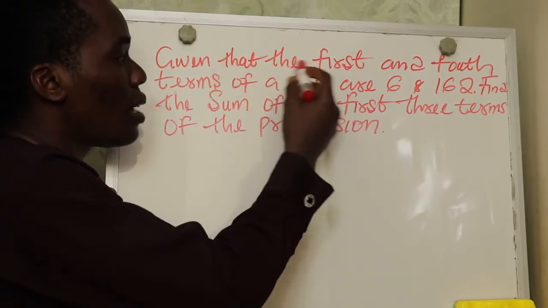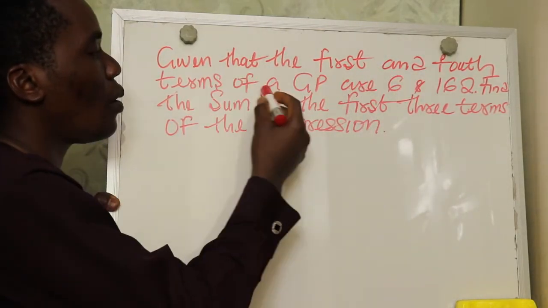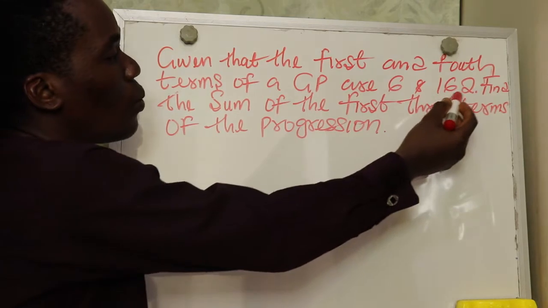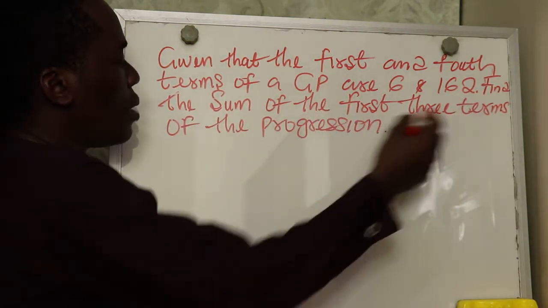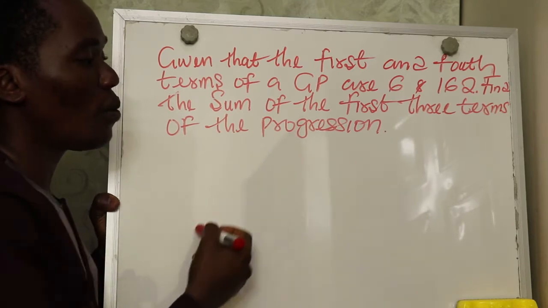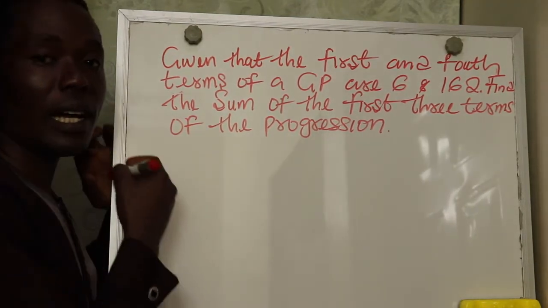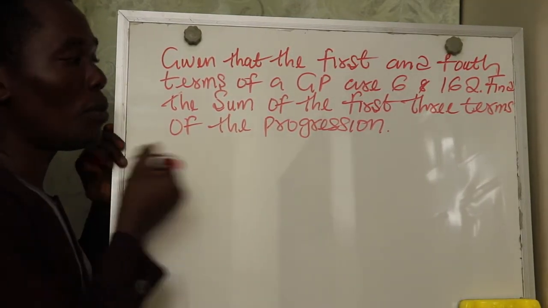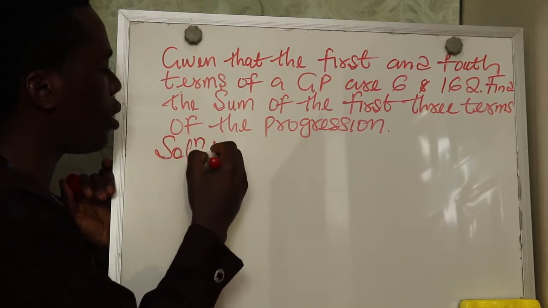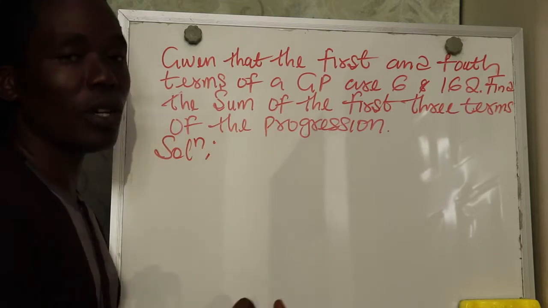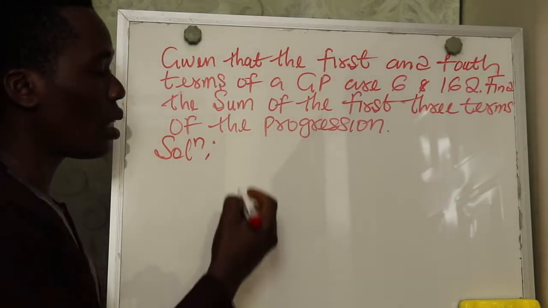Given that the first and the fourth terms of a GP are 6 and 162, find the sum of the first three terms of the progression. This is a geometric progression. Now, if we want to solve this straightforwardly, all we need to do is to write out the whole parameters that are given to us.